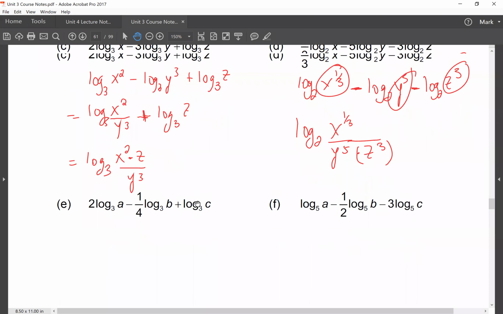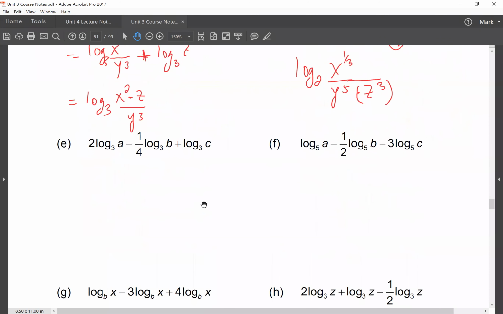All right, D is probably the hardest of the 4. I don't know why I picked to do all 4 of these. Log 3a squared minus log 3b to the 1/4 plus log 3c. So again, same thing here. What I did, guys, is I took the numbers in front and moved them to be exponents.